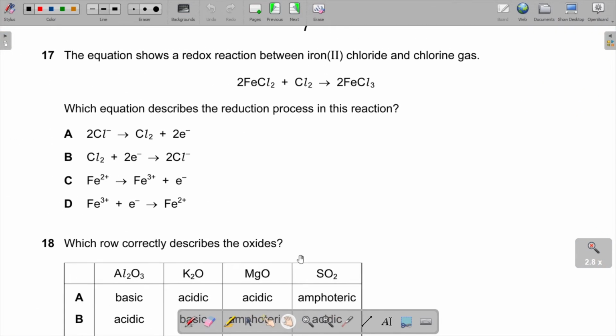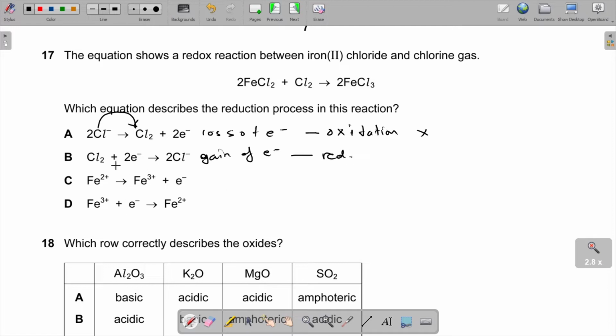The equation shows a redox reaction between iron(II) chloride and chlorine gas. Which equation describes the reduction process in this reaction? As you can see, chlorine is losing electrons, so loss of e minus, which is oxidation. So this is not an answer. Then we have chlorine gaining electrons to form chloride ions, so we have the gain of electrons, which is reduction.